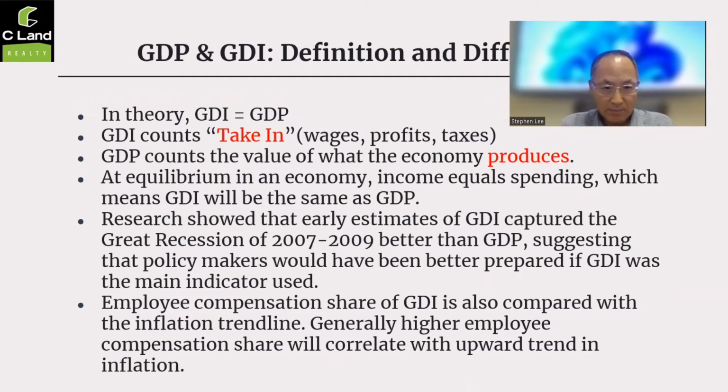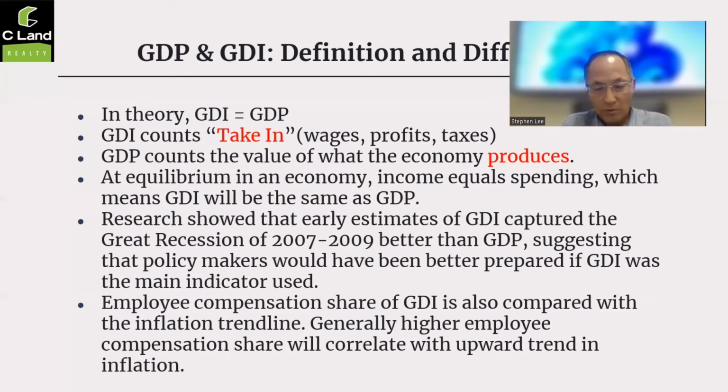So at the equilibrium in an economy, income equals spending, which means the GDI will be the same as GDP, but that's theory. It's not always exactly the same. And the difference is usually about 1% plus or minus.